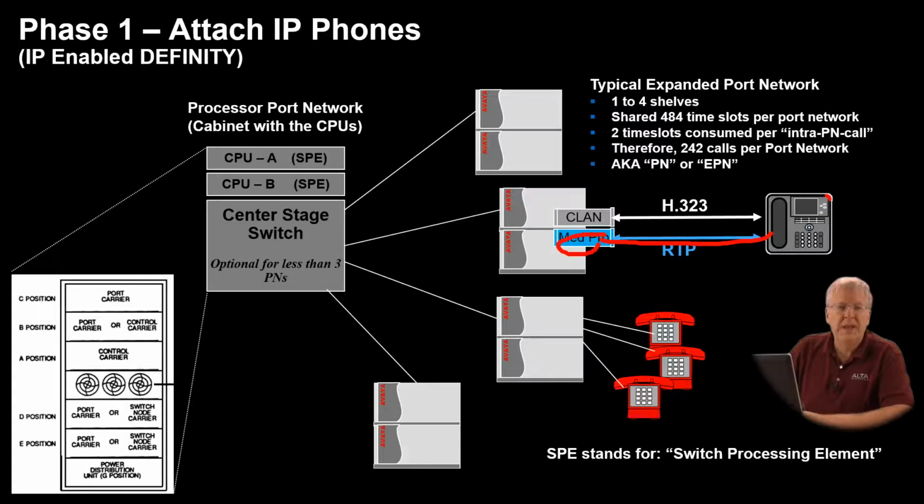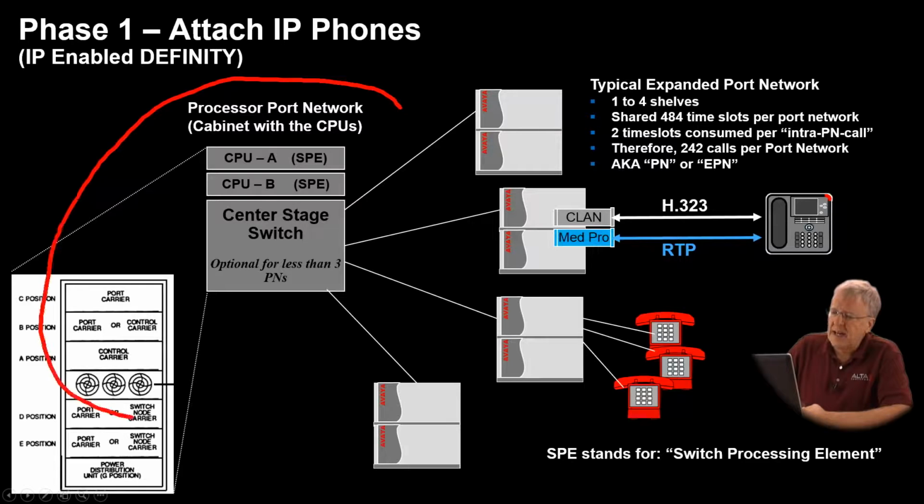RTP going into a media processor. This standardization was actually part of the core of H.323, so a CLAN, or the media control interface, not really the media itself, the media processing's on a separate interface. And Avaya jumped on this from the very beginning. But let's take a look on the inside and we see what's actually going on.